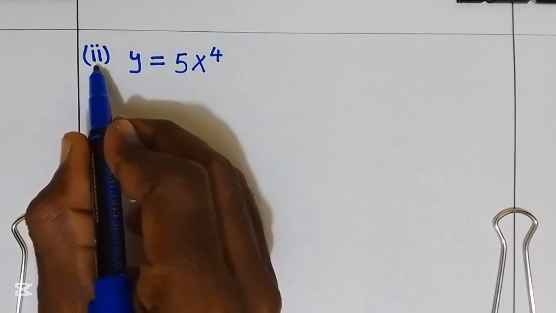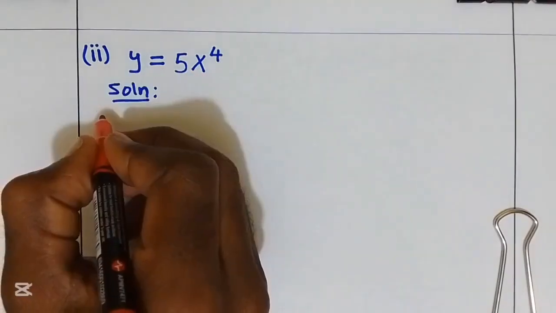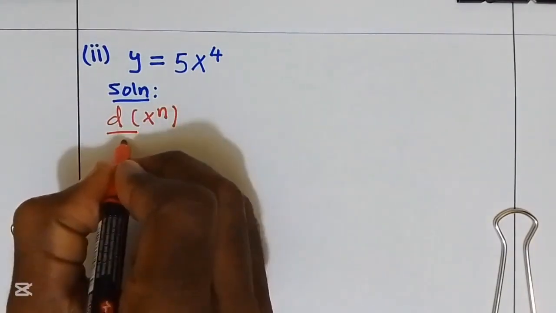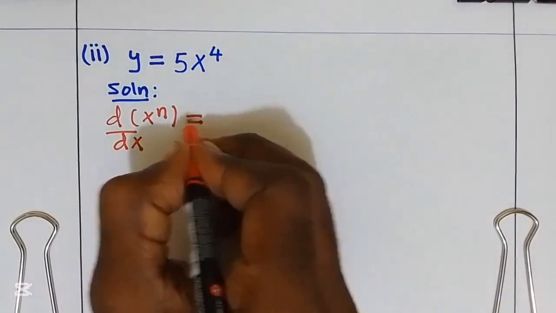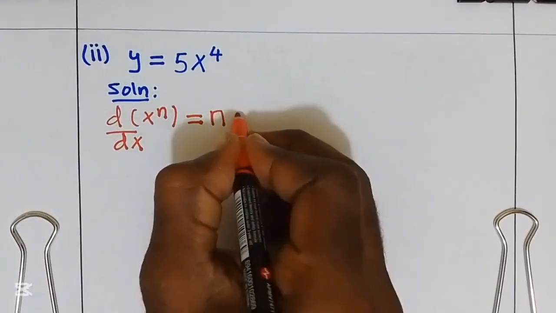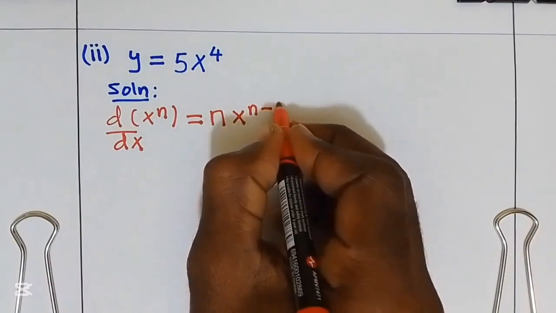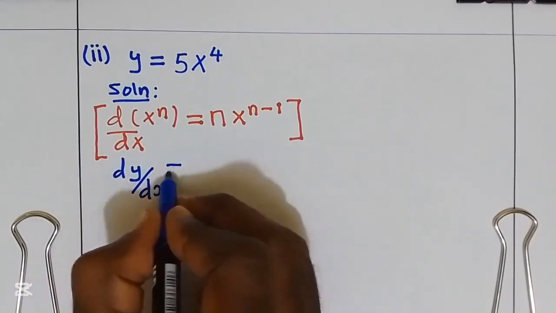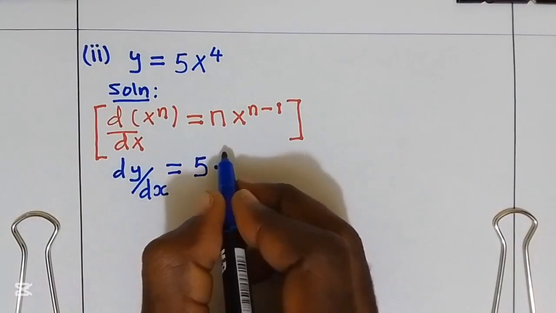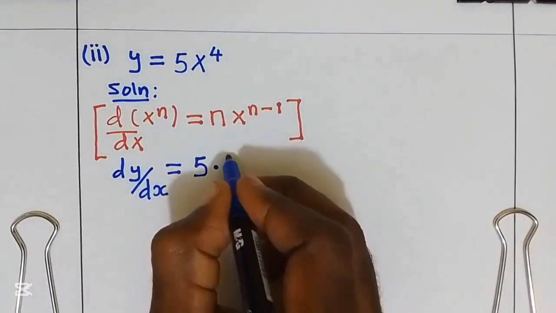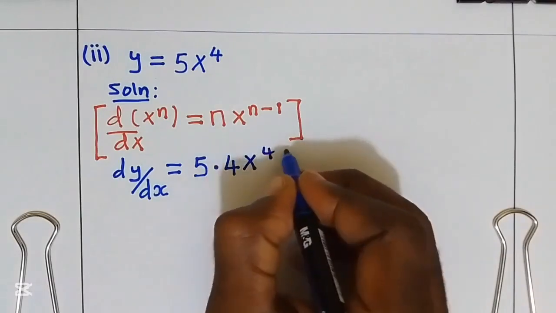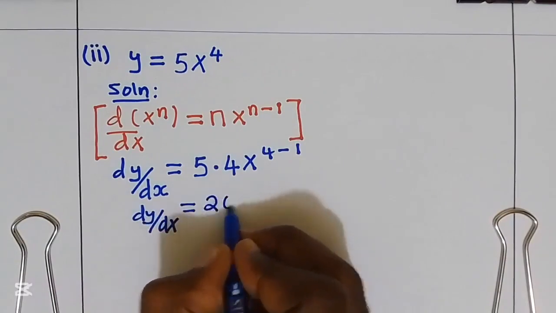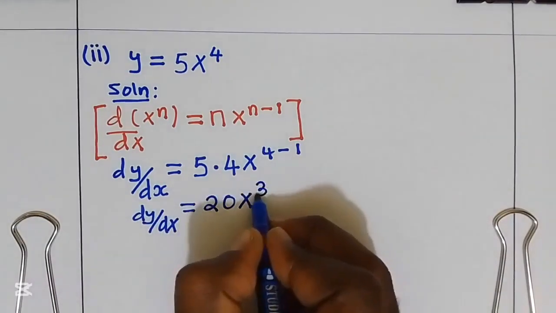Let us do Roman number 2, y is equal to 5x to the power 4. The power rule states that d/dx of x to the power n is equal to, we drop n in front, x to the power n, and we are going to reduce the power by 1. dy/dx is equal to 5 multiplied by, we drop 4 in front, x to the power 4 minus 1. dy/dx is equal to 20x cubed.